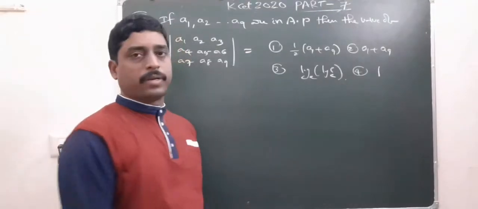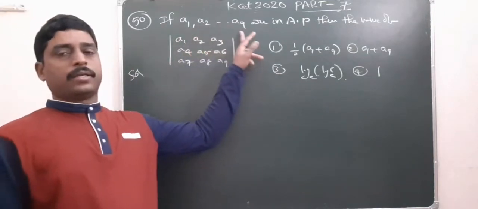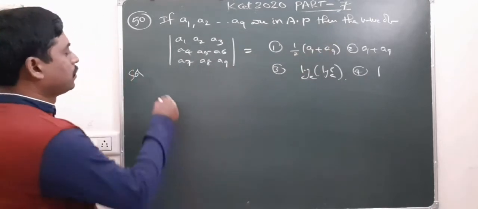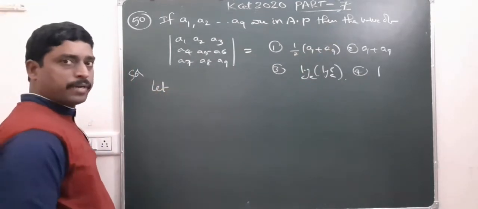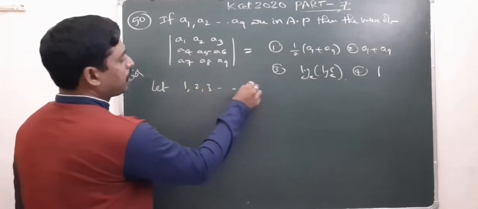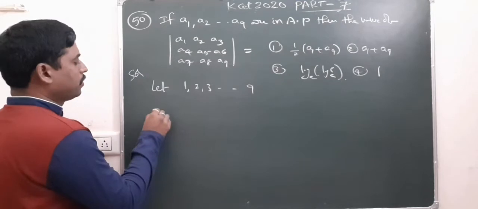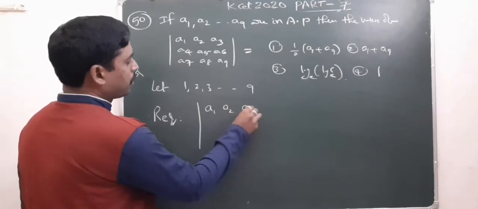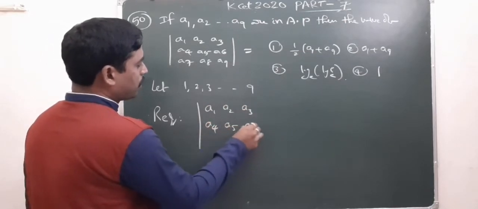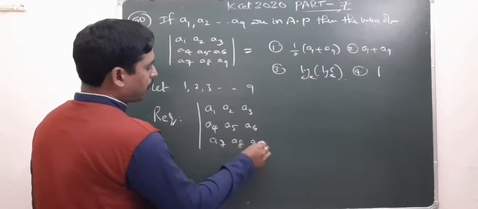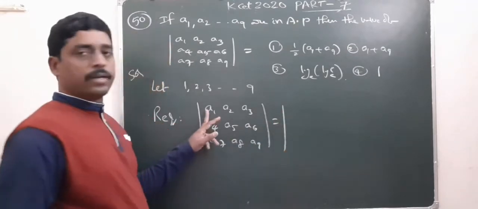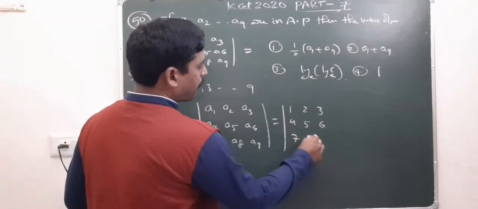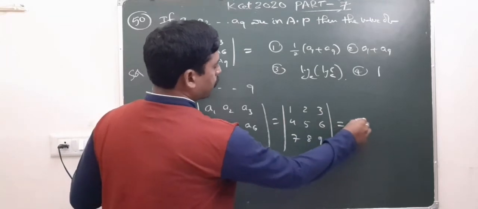So let us see question number 50. A1, A2 up to AN are in AP. Then the value of this determinant. So let us take in arithmetic progression numbers 1, 2, 3 up to 9. Therefore, what is required? Determinant of A1, A2, A3, A4, A5, A6, A7, A8, A9 is equal to, so A1 value 1, right? 1, 2, 3, 4, 5, 6, 7, 8, 9. After the simplification, value 0.